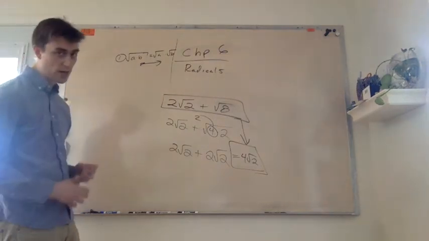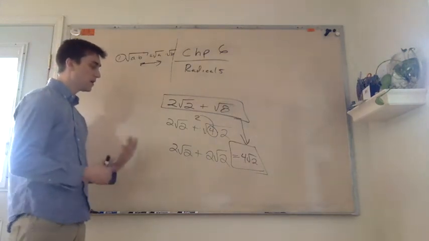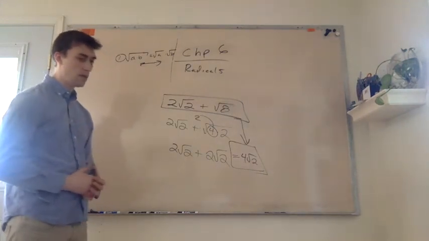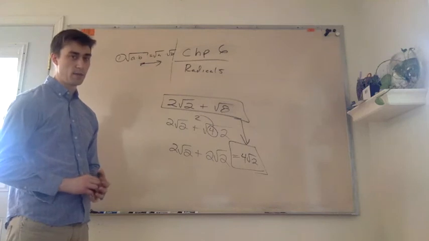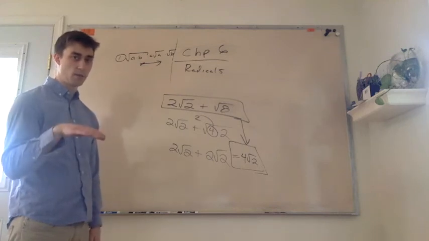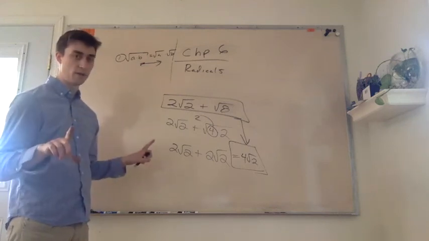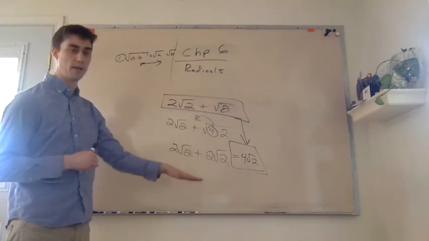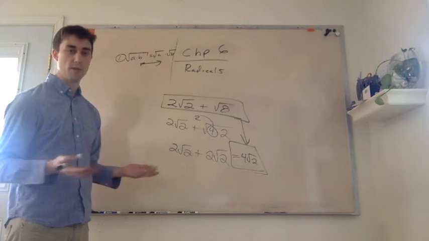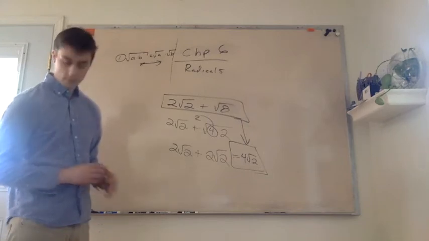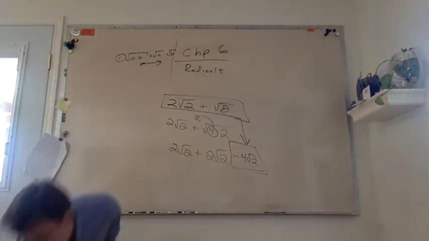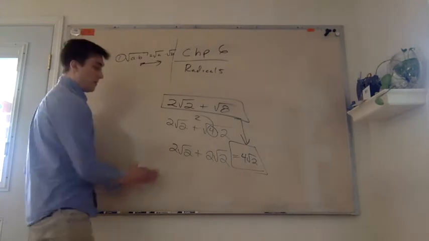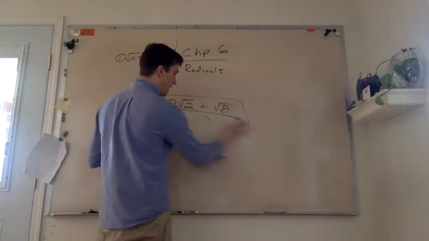6.4 is the addition and subtraction part. Here's how it goes. Here's what you should think every time: take your problem and simplify everything. Take every single radical and simplify it as much as it possibly can, and then see what can be combined. Not always is everything going to be able to be combined either, so let me show you an example of that.